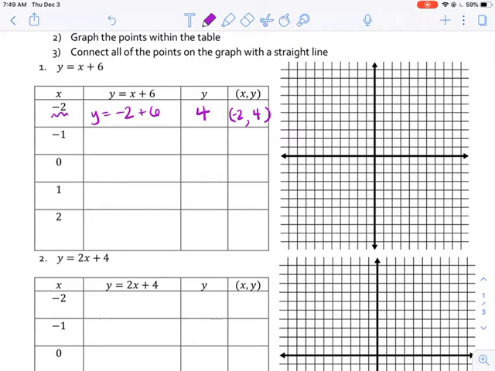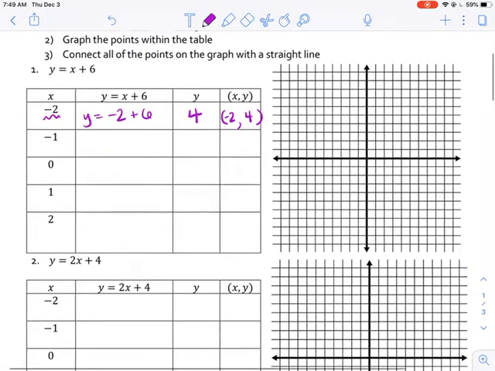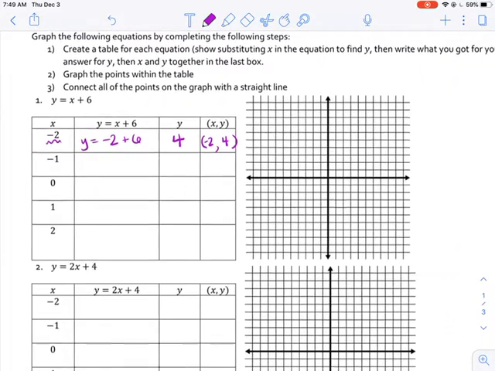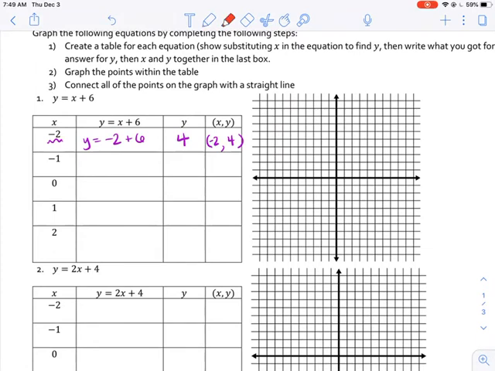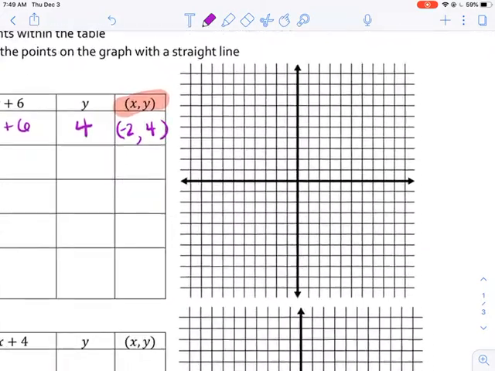Now I would advise filling out the table all the way first before you graph all your points, but if you want to speed ahead and you feel like you understand the point of this assignment, the next point that you're going to do is step 2, graph the points within the table. So that's all the answers that you get in this column. So I'm going to put -2, 4 on my graph.